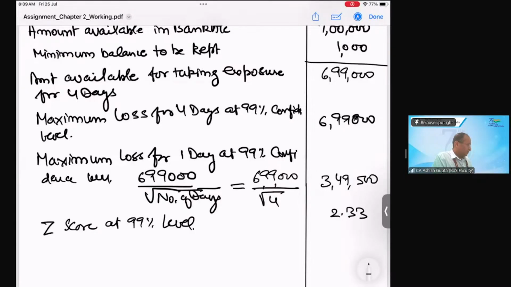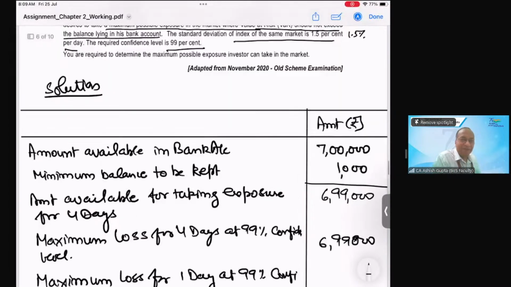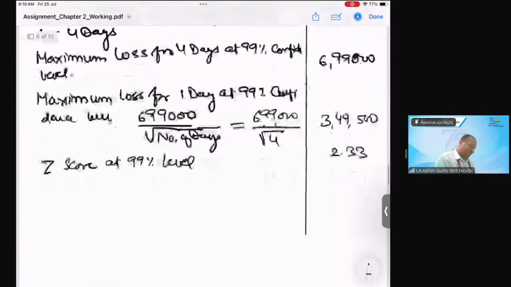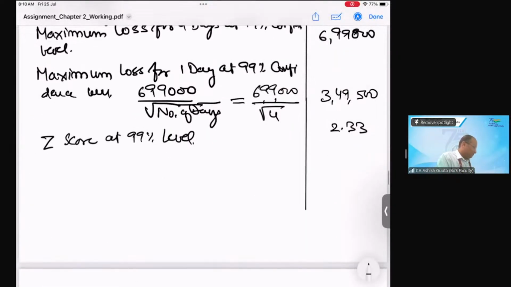Sir, here the Z score is not given, sir. I told you, you have to keep it in mind. I discussed it in the beginning. See, very simple: 99% is 2.33, 95% is 1.65, and those are normally used in most cases. If you keep in mind 95%, the double of it is somewhat 2.33. Only one figure you have to remember.